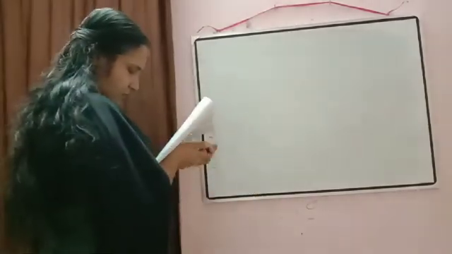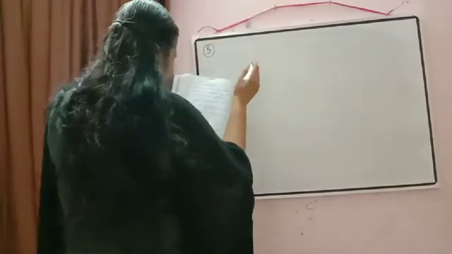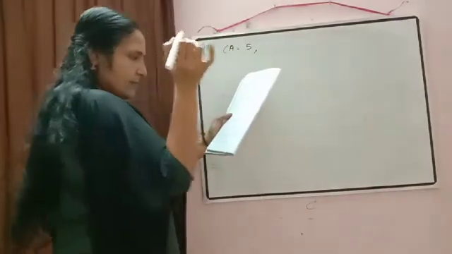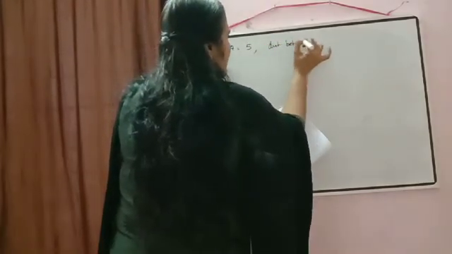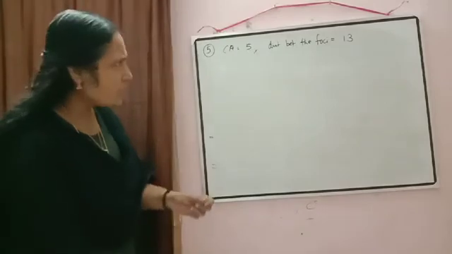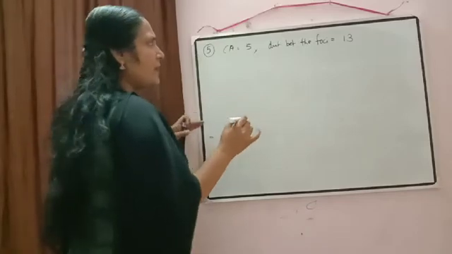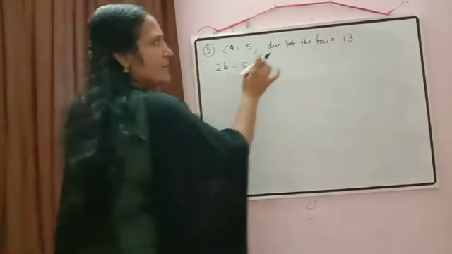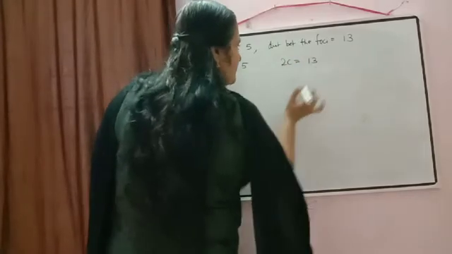Question number 5, length of conjugate axis is 5. I am writing CA. Okay. Length of conjugate axis is 5. Distance between the foci 13. It is written distance between the foci. Distance between the foci is equal to 13. So length of conjugate axis is given. Length of conjugate axis we are denoting by, yes, 2b. So 2b is equal to 5 is given, and distance between the foci is 13. Means what is given? 2c is equal to 13 is given.